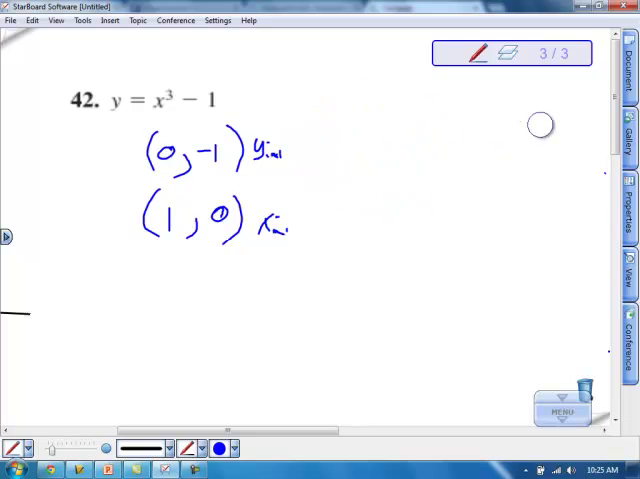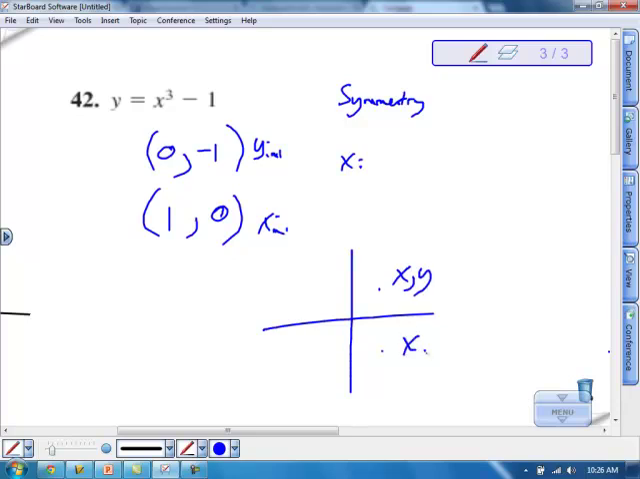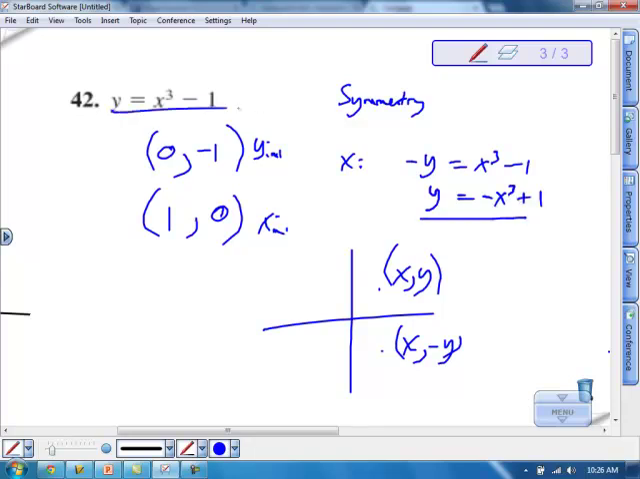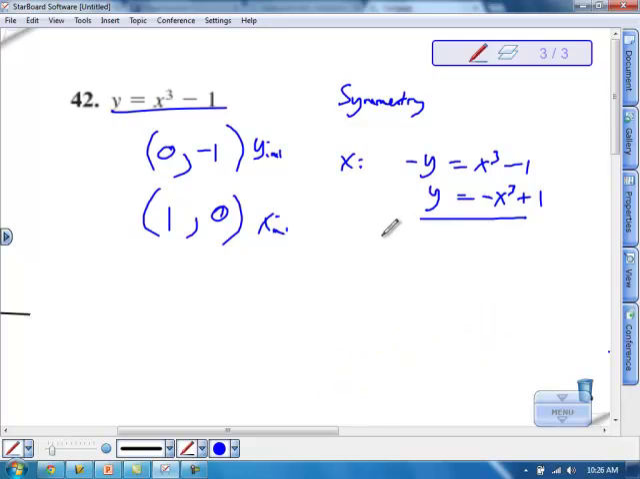Now, symmetry. Let's test for symmetry. Alright, the x-axis test is if it's symmetric about the x-axis, then the points x, y and x, negative y are both on there. So I'm going to replace y with negative y and see if I get the same function. It would be negative y equals x cubed minus 1. Multiply both sides by negative 1 and you get this. That is not the same as that. They're not the same. So therefore, it does not have x symmetry. If I want to show all my work, I would say no x-axis symmetry.